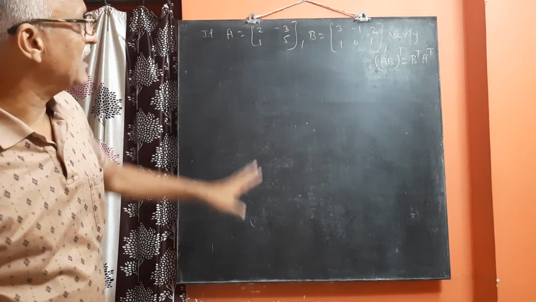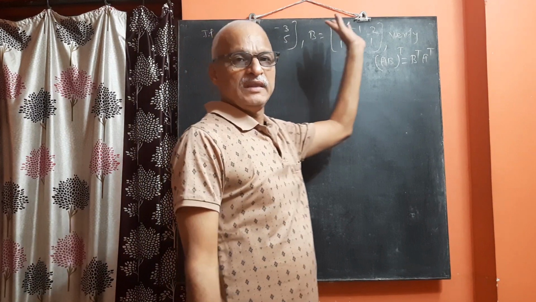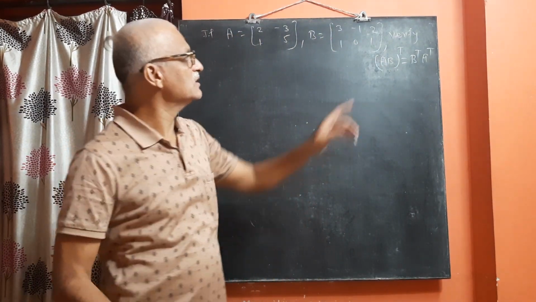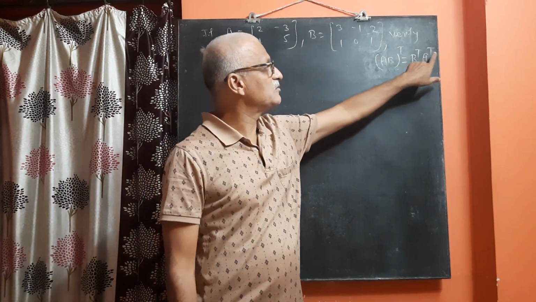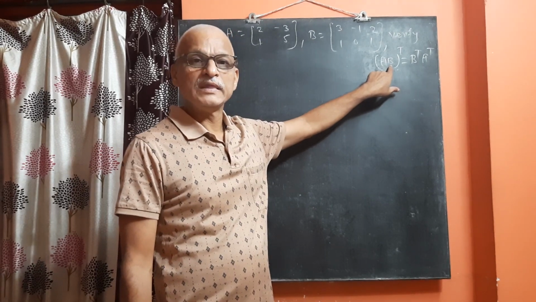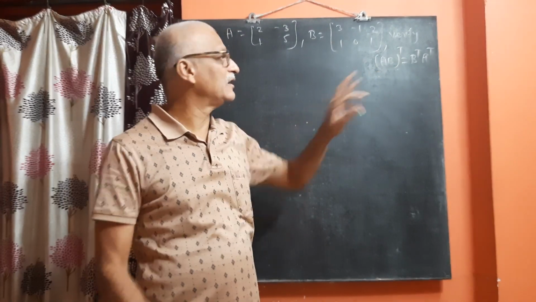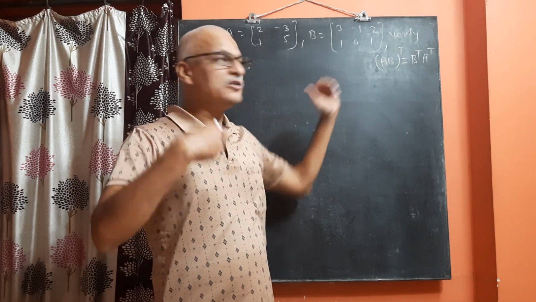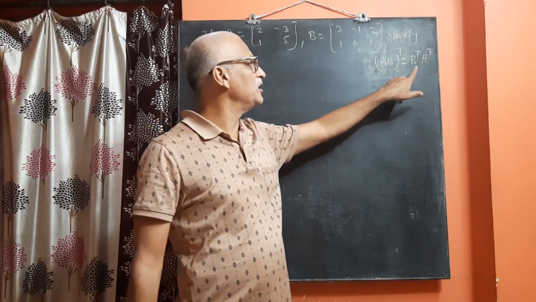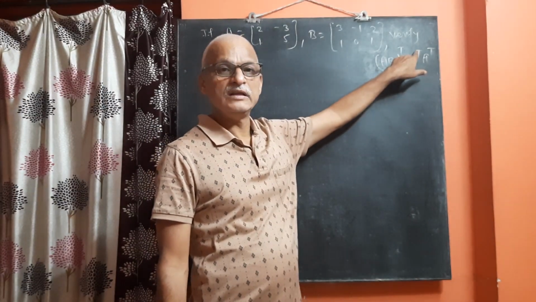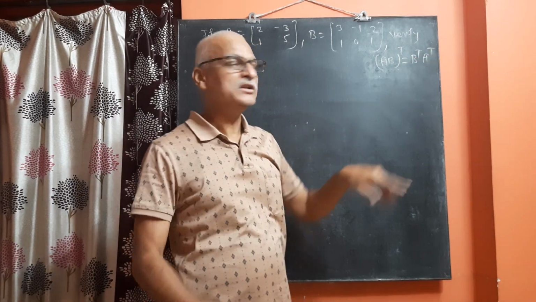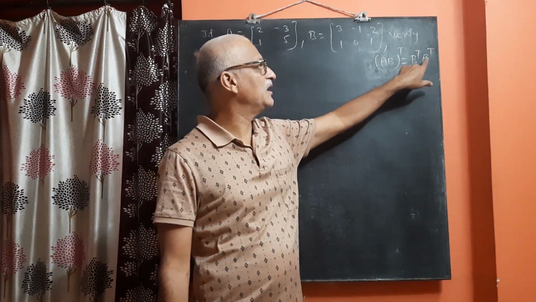See here, if this type of problem is asked in the exam, then it will be for 4 marks, because you have to find out a lot of matrices. First, (AB) transpose equals B transpose into A transpose. That means first you have to find out the product of A into B. What do you have to find out first? A into B. Then you have to find out the transpose of A into B. Then the third thing is you have to find out the transpose of B. Fourth thing is you have to find out the transpose of A. And finally, you have to find out the product of transpose of B into transpose of A.